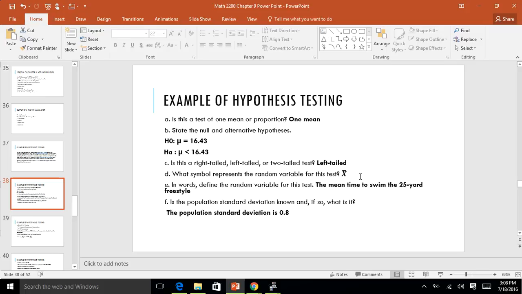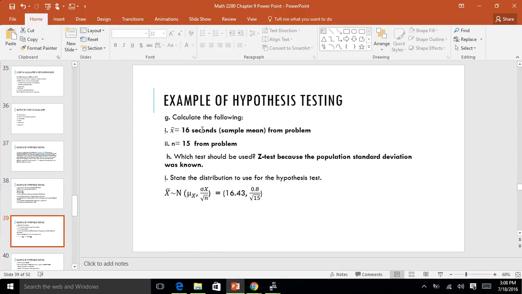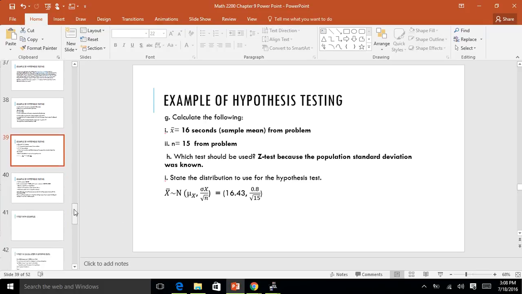If there's a population standard deviation, what is it? We know from the problem the population standard deviation is 0.8. It tells us in the problem, and that's how we know we can run a z-test. From the problem, the sample mean was 16 seconds because that's how he did for those 15 swims, and my n is 15. So what test can be used? Again, a z-test because the population standard deviation is known. Then I can do my distribution again: X bar tilde N, where population mean, comma, population standard deviation over the square root of the sample size. I just plug that in. That's how you enter that and answer it.